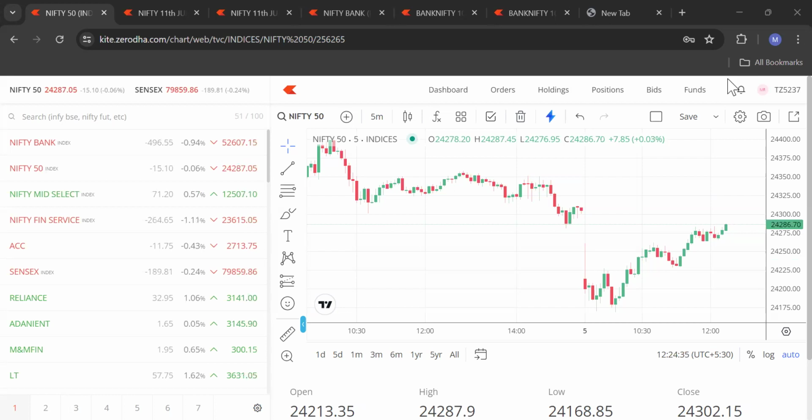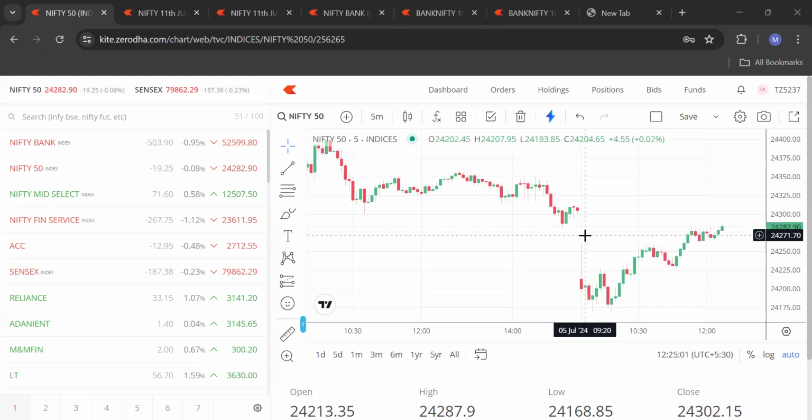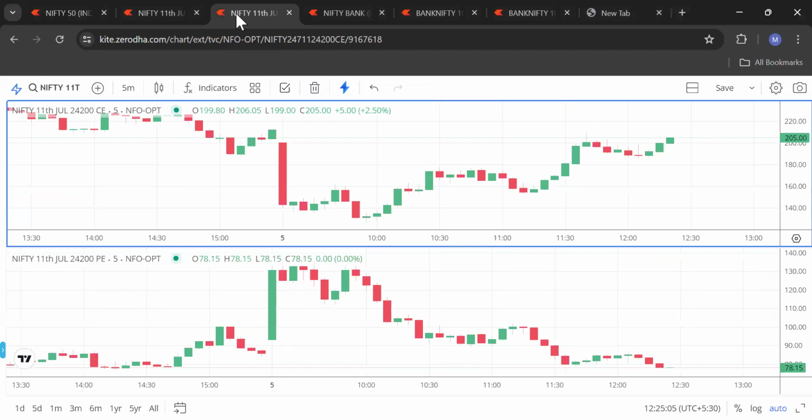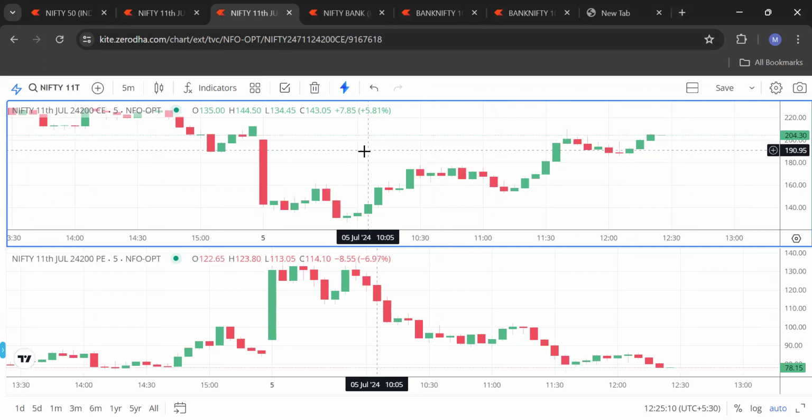Okay. Now let's start from the beginning. Today, that is 5th of July morning, pre-open of Nifty was close to 24,200. Correct? So either you consider the pre-open or you consider the first 5-minute candle. Just see, the first 5-minute candle closes at 24,200. So we shall consider 24,200 call and put first. Let me show you both the methods.